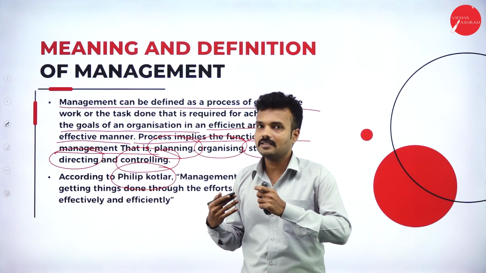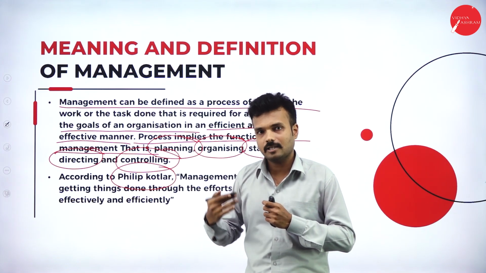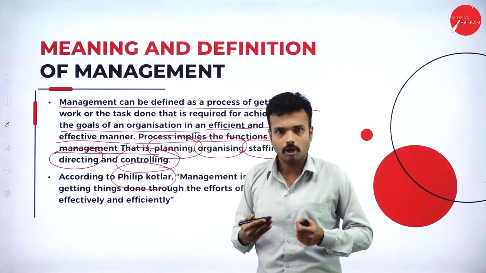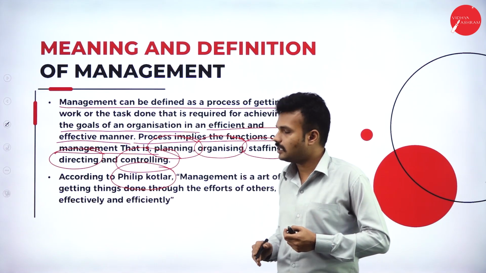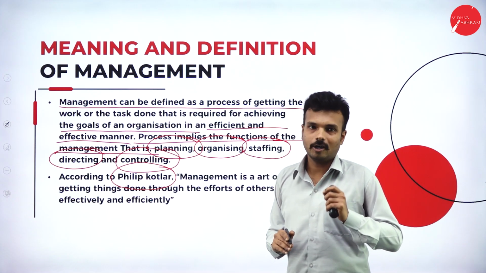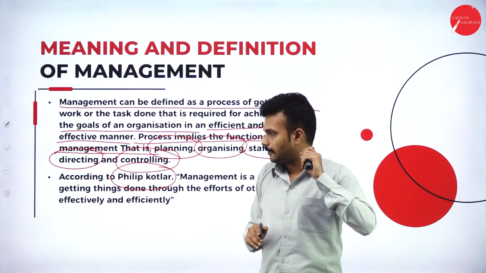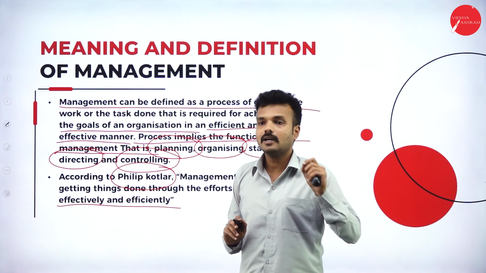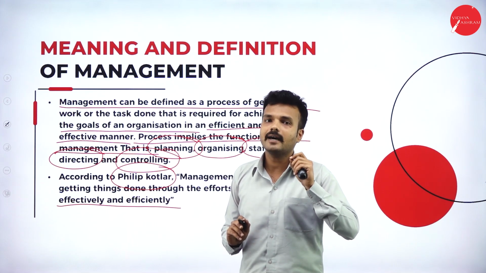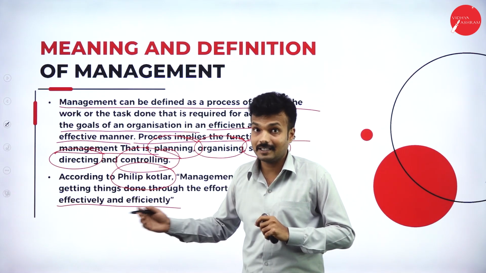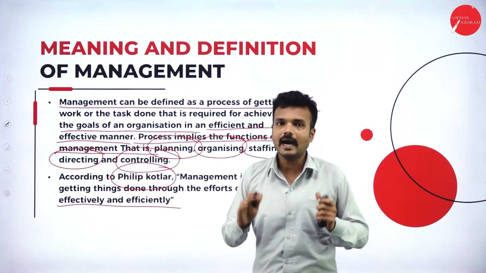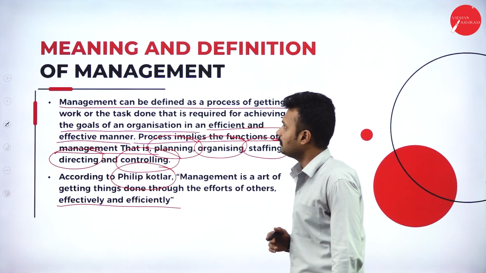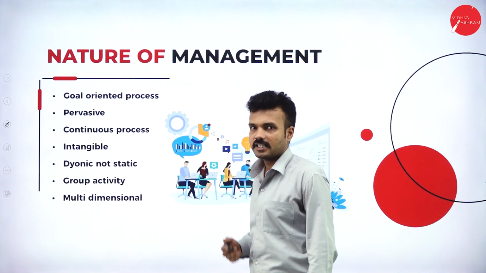Done by the efforts of others, means the manager is going to take the work from the subordinates, from the people or the individuals of the organization. Not only taking the work from the individuals, that work must be effective and efficient enough. Not only taking the work, but the quality of the work that is required to reach the goals of the organization. That is important. Hence, we can say that management is the art of getting things done through the efforts of others effectively and efficiently.